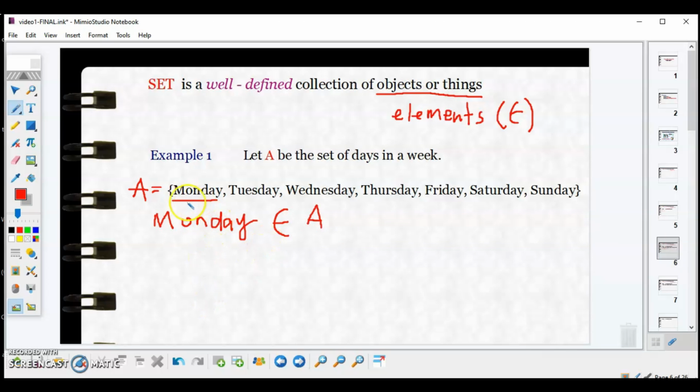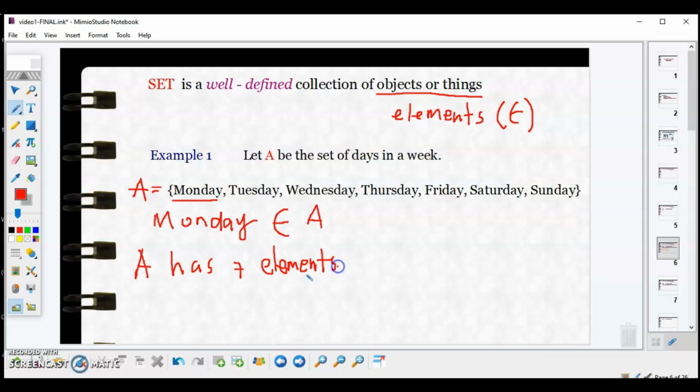Okay? Now, from the given set, we check also on the elements that are contained in this set. So we started from Monday and ended up at Sunday. And how many days do we have there in a week? Yes, we have 7. We have 7 days in the week, and it follows that we could also say that we have 7 elements for this set. We write A has 7 elements. Okay? 7 elements.